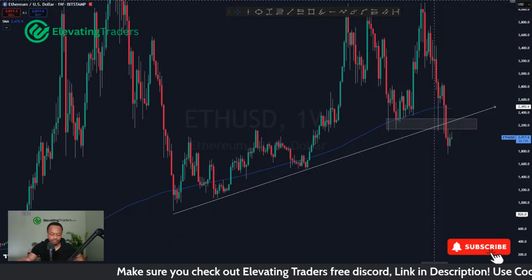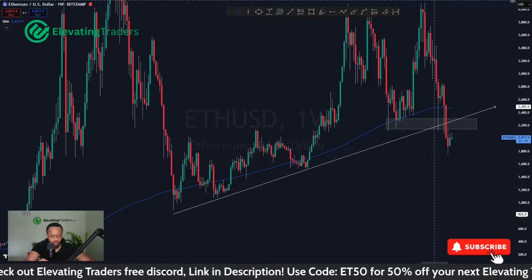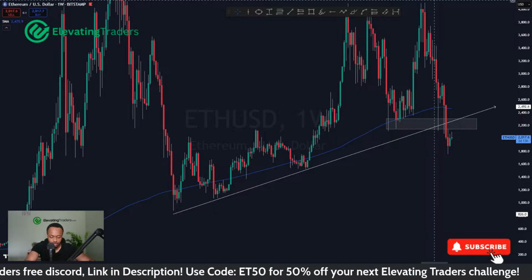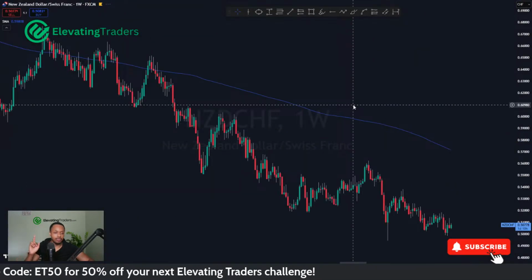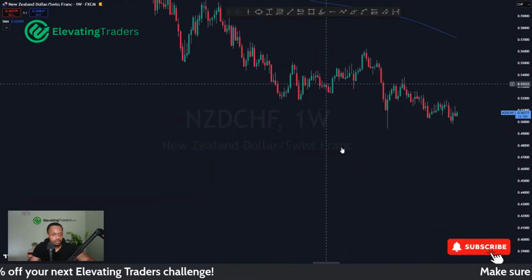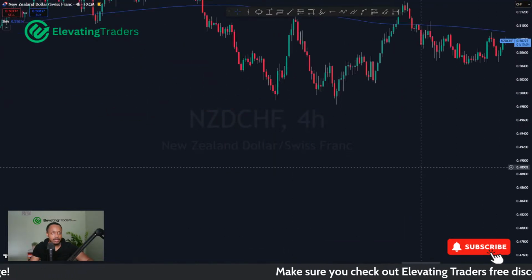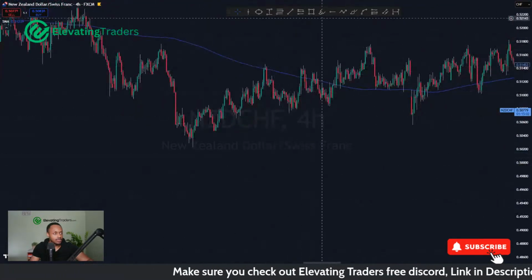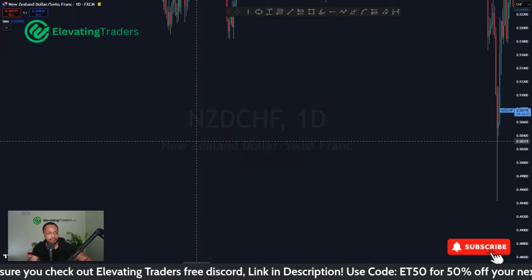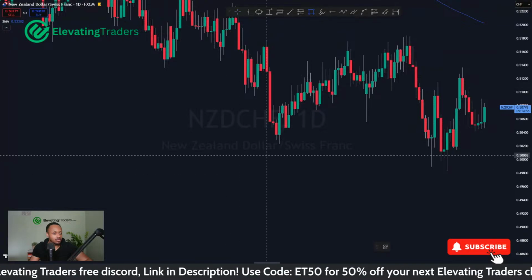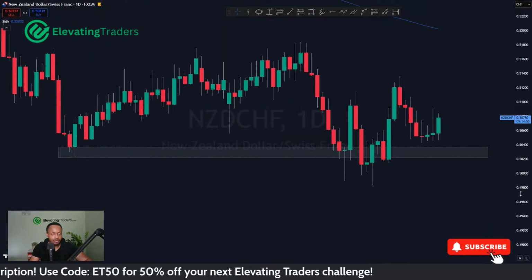Not looking too good for the crypto markets. In terms of the CHF pairs, I'm still trying to keep an eye on them for some longs, because I do think we can turn around. I was looking a lot at New Zealand CHF because we did have a big move to the downside yesterday. And I am looking for buys here. There is some support on the left over here. If I go to the daily chart, you'll see it better. There's some support here on the left, which I was looking for price to come back and retest and then buy from. We tried to break through this level a few times.